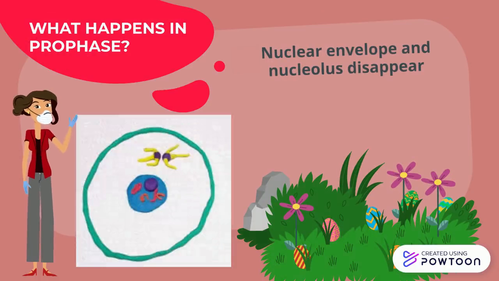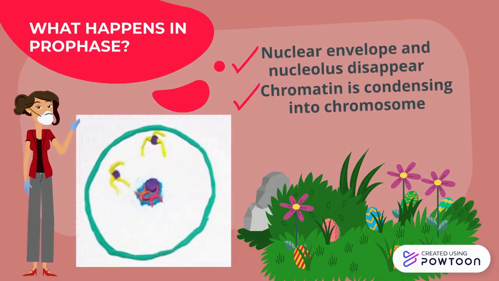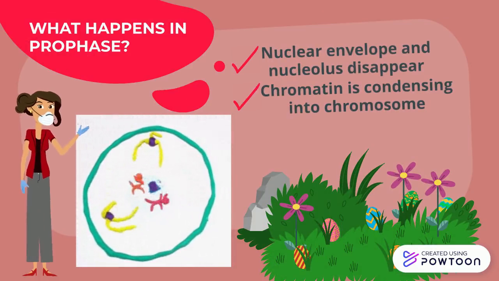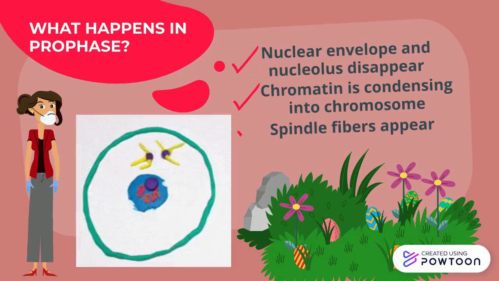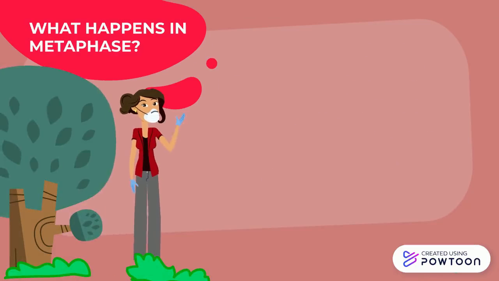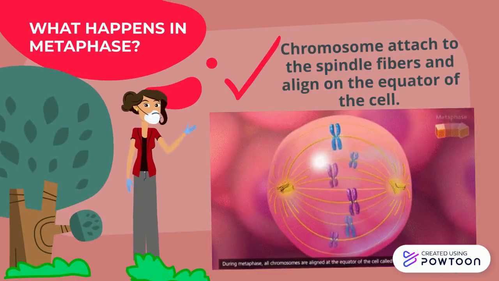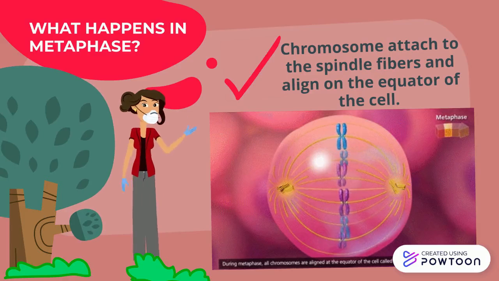First, the nuclear envelope and the nucleolus disappear. Second, the chromatin is condensing in the chromosome. And last, the spindle fibers appear in here. How about in the metaphase? In the metaphase, the chromosomes attach to the spindle fibers and align on the equator of the cell.